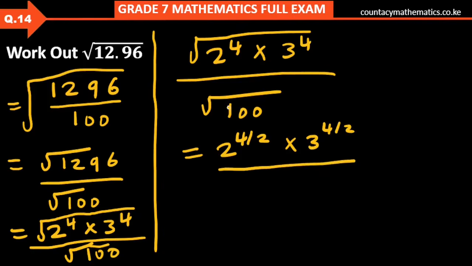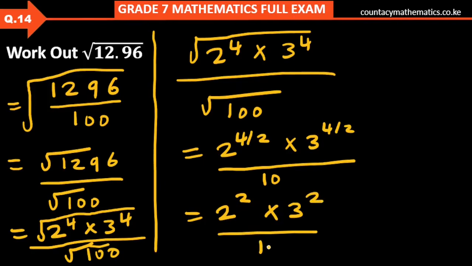And here, this is quite easy to do. That is the square root of 100. We know that that is equivalent to 10. Therefore, we write a 10 there. So what we have here is 2, and then we have 4 divided by 2, that is 2. And then we have multiplied by 3. And then 4 divided by 2, that is 2, over 10. So what we have here is 2 to the power 2, that's 4, multiplied by 9 over 10. So what we get here is 9 times 4, that's 36, divided by 10. So 36 divided by 10.